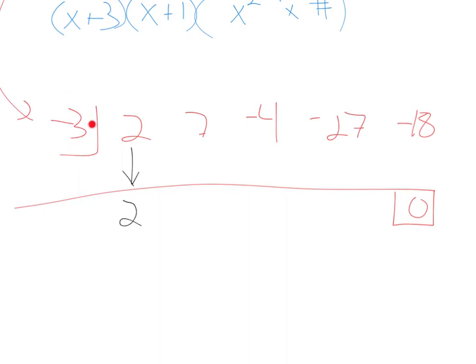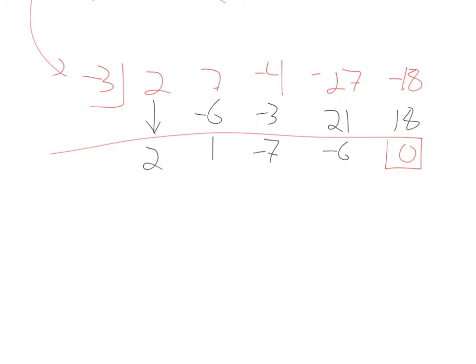And when I go diagonally, I'm going to multiply by this number in the box, in this case, -3. So this would be a -6, add straight down to get 1. Multiply diagonally, I get -3, add straight down, -7. Multiply by -3 across, get a +21, add straight down, I get -6. Multiply diagonally, +18, add straight down, yay, we got a 0. All right, so this is what I'm left with. 2, 1, -7, -6.